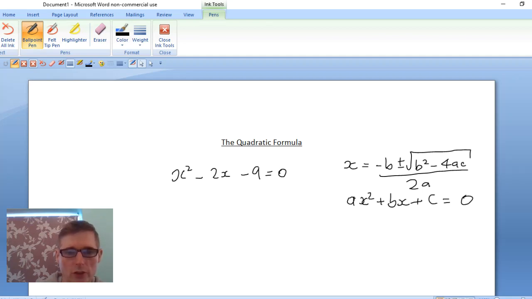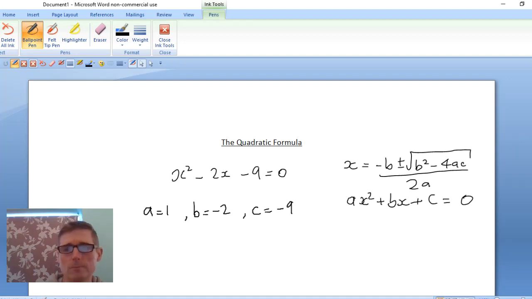So we can see that there's no number in front of that x squared, which actually means that a is equal to 1. The number in front of the x is negative 2, the sign being very important there, so b is equal to negative 2. And the final term there, which is our c, is negative 9. So c is equal to negative 9.